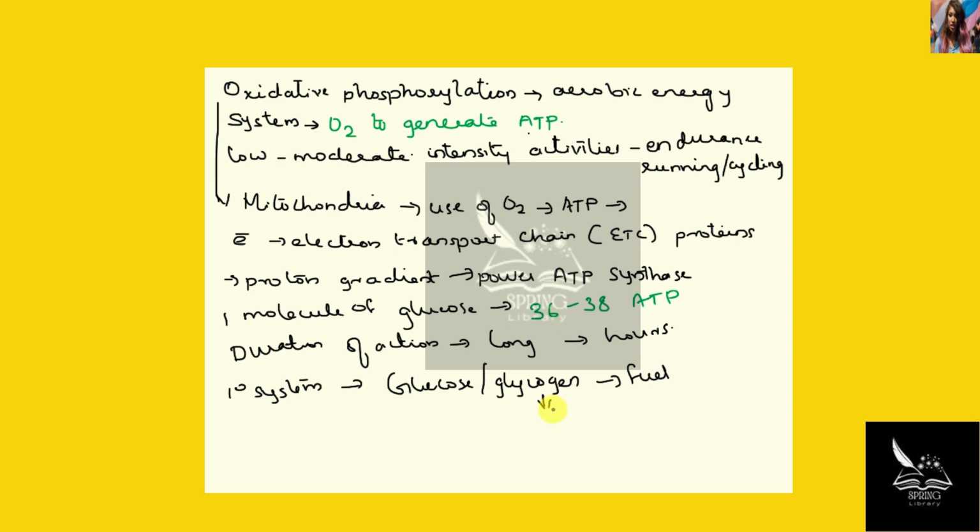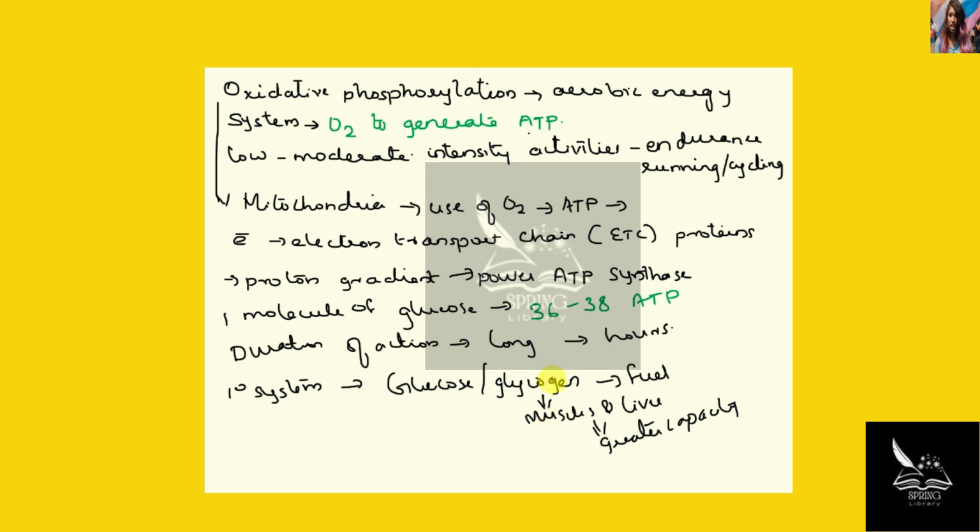Glycogen is the stored form of glucose in the muscles and liver, and it can be broken down into glucose to fuel the energy production. Utilizing glycogen as fuel allows for a greater capacity for energy production, as the glycogen stores are larger than glucose stores.